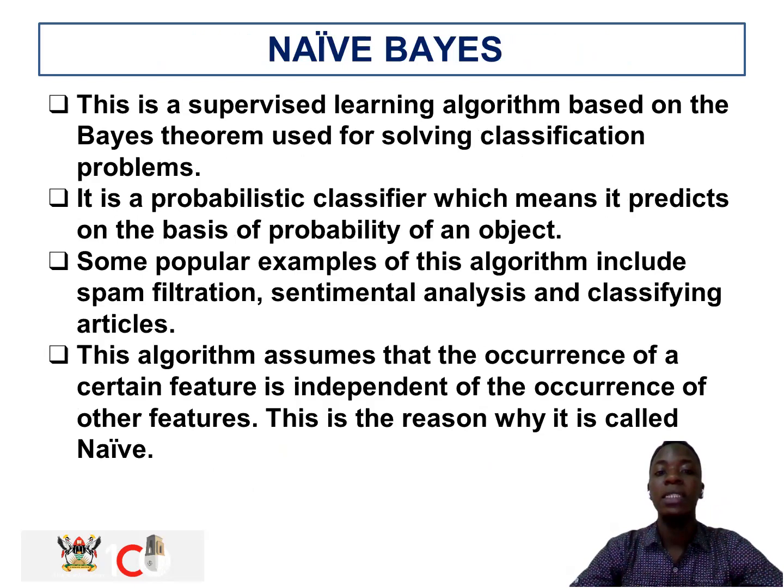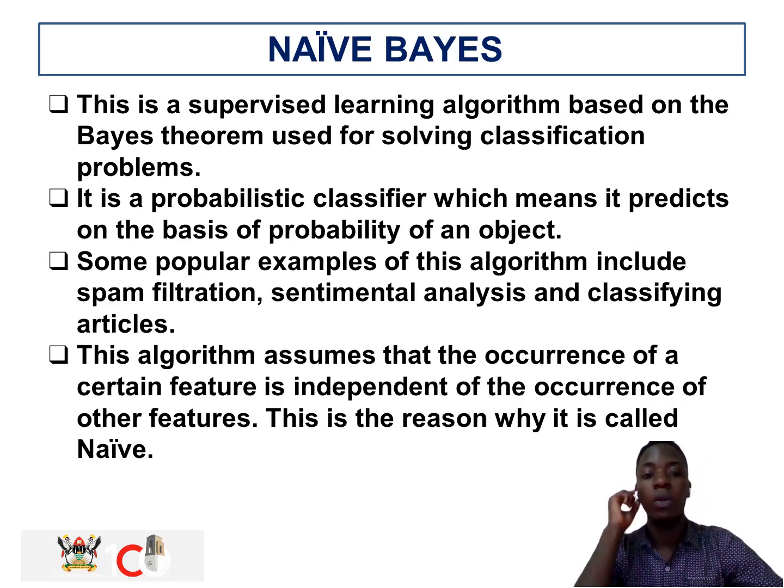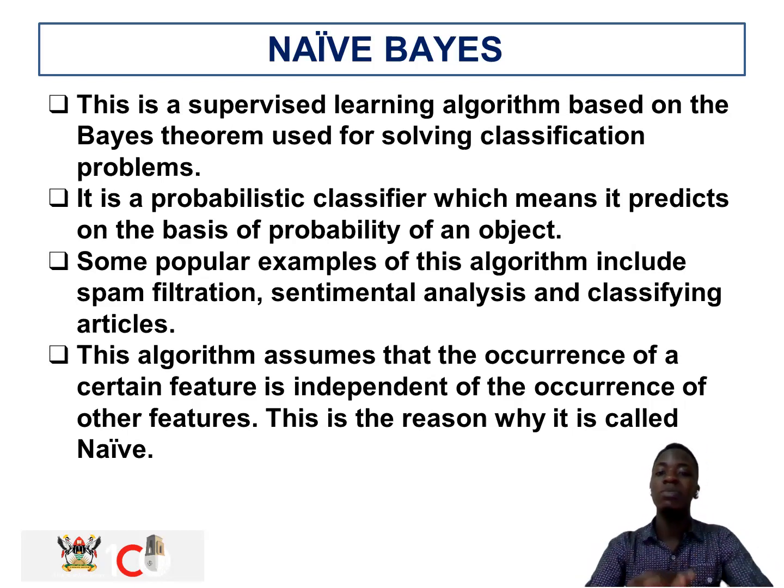And we also have naive Bayes, which is a classifier under Bayesian theorem. This is a supervised learning algorithm based on the Bayesian theorem, used for solving classification problems. It is a probabilistic classifier, which means it predicts on the basis of the probability of an object. Some popular examples of this algorithm include spam filtration, sentiment analysis, and classifying articles. This algorithm assumes that the occurrence of a certain feature is independent of the occurrence of other features. That is what this algorithm assumes, and this is the reason why it is called naive Bayes.